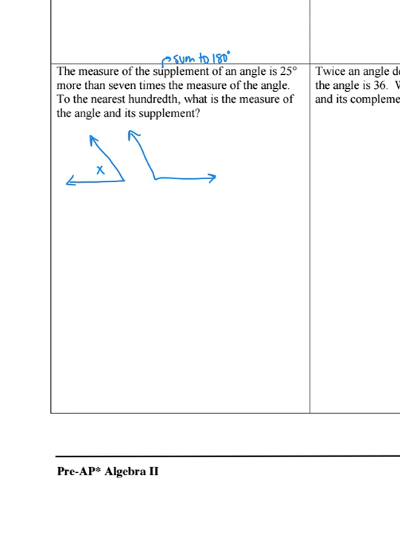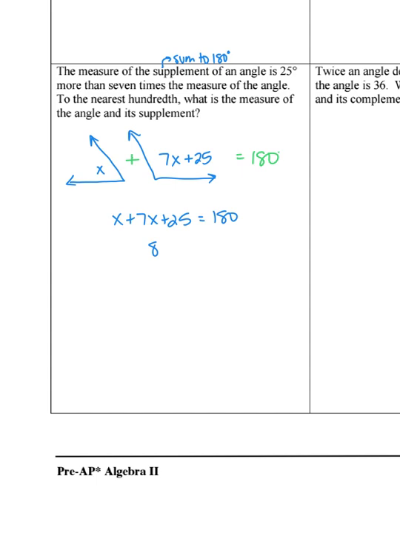It says the measure of the supplement of that angle is 25 more, so I'm adding 25 more than 7 times the measure of that particular angle. So the other one can be represented with a 7x plus 25. And what do I know about these two angles? Well, again, they're supplementary, so they must add to 180. So there is my setup. I'm going to go ahead and add x plus 7x plus 25 to get to 180.